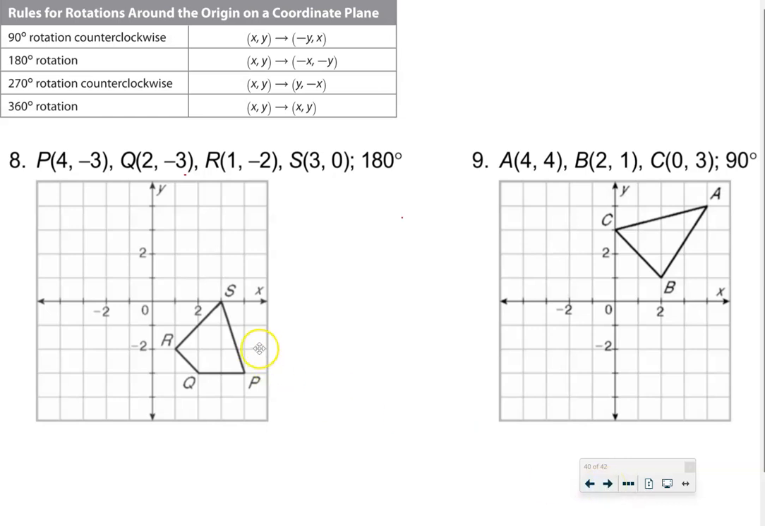Alright, here's a couple of practice problems. Go ahead and see if you can rotate 8 and 9 here. Go ahead and pause the video. Okay, so let's take a look at the answer. You should get this.